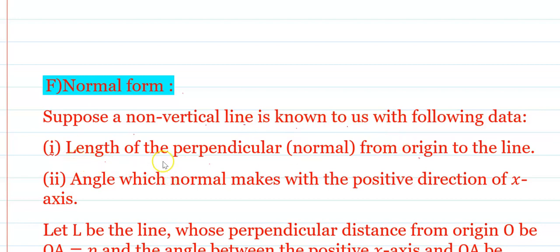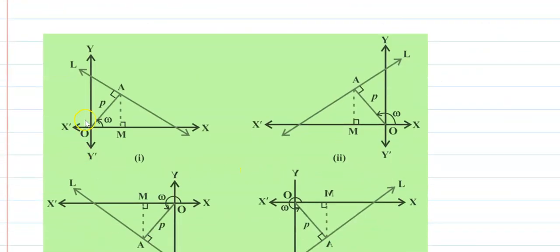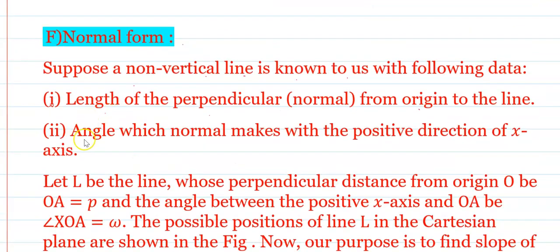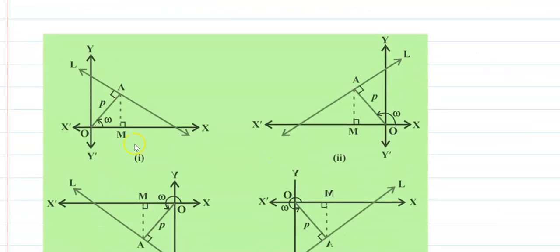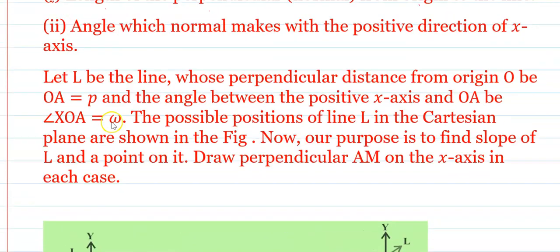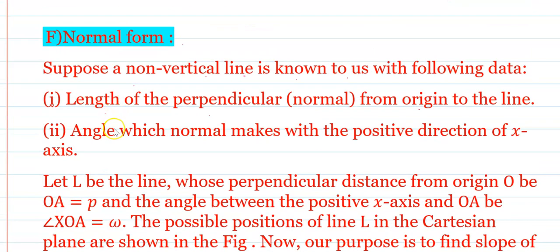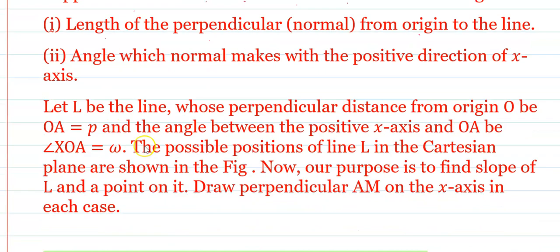The length of the perpendicular from the origin to the line, that is OA. This is the first. Next, the angle the normal makes with the positive direction of the x-axis. That is, this normal makes the angle omega with the positive direction of the x-axis. If we know these two, then we can find the equation of a line.